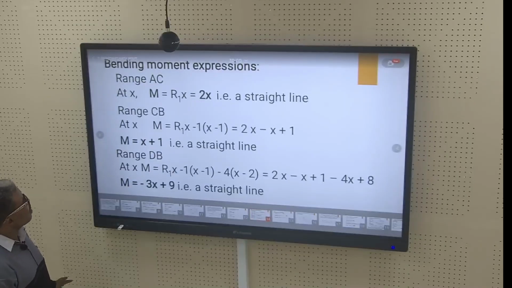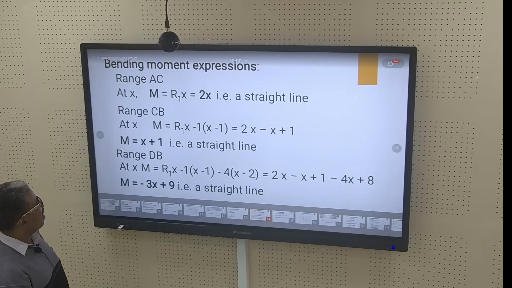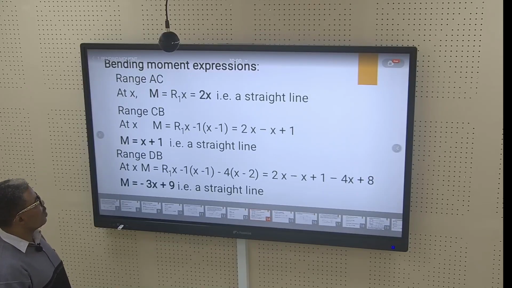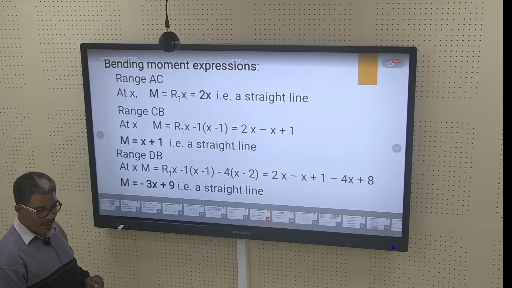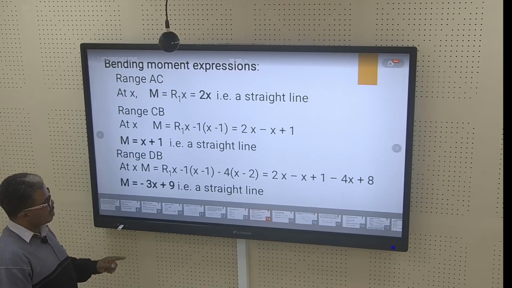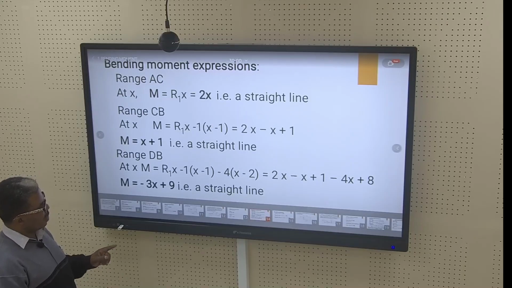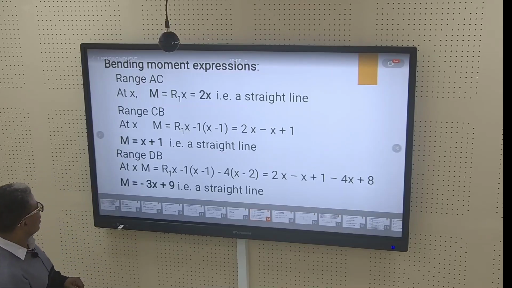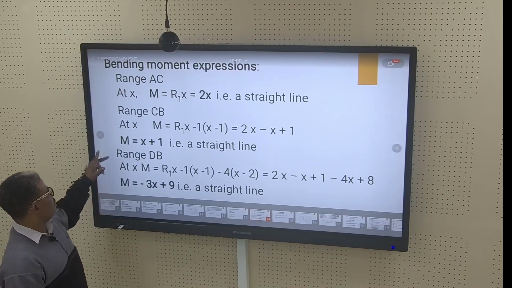So for the bending moment expression, at the range of AC, it will be R1 times X, as usual. It gives a straight line, which is 2X. And CB, it is R1 times X minus the load, which is 1, in bracket, X minus 1, the distance. The expression becomes 2X minus X plus 1. It gives a straight line for this case of CB.